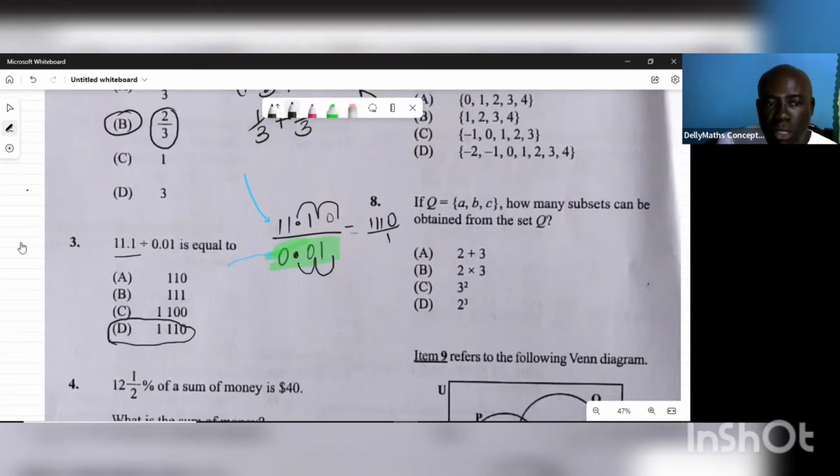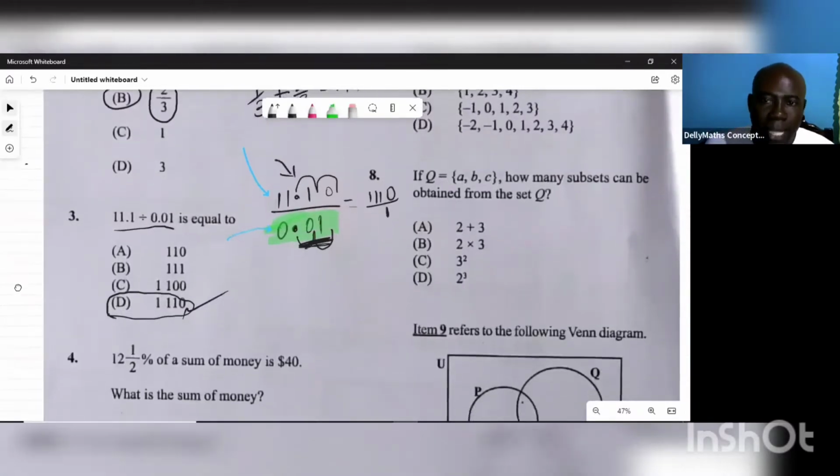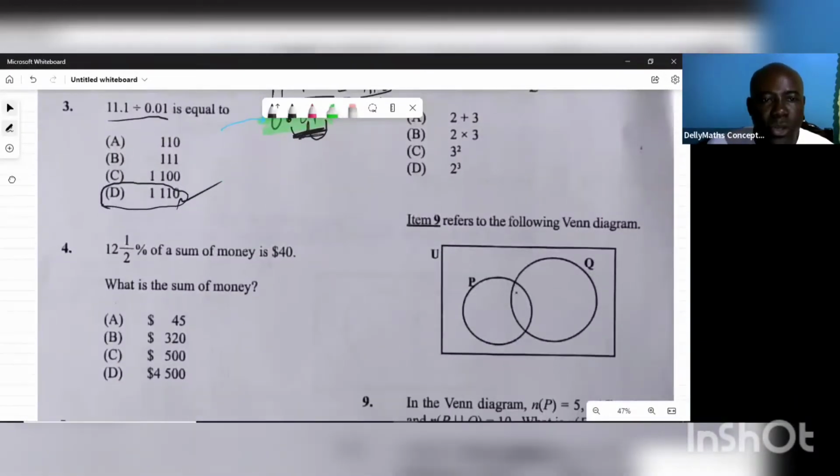So even though it looks funny, if you set it up and understand how you normally divide by a fraction, you try to let the denominator be a whole number. It does not matter about the top number, but you focus on the denominator. Whatever you do to the denominator, you have to do to the numerator. So basically, you multiply the top and the bottom by 100 for the 0.01 to turn into 1, and then 11.1 becomes 1,110. And that's the answer. So it's just that principle that one has to remember as you go.